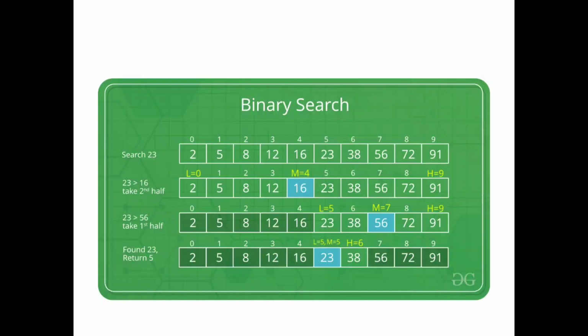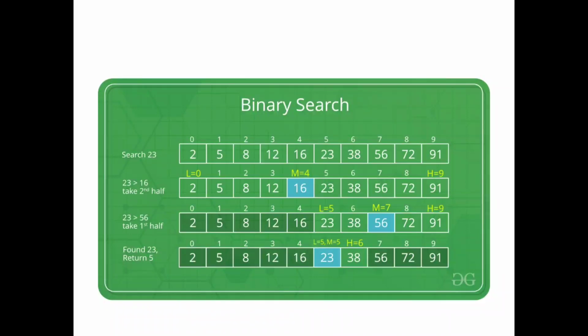That is low plus high by 2, which is 0 plus 9 by 2, that is nothing but 4.5, so the middle element is nothing but 4. The middle element is 16. When compared to 23, 16 is the lesser element, that's why we have to pass to the right side sublist. Next, in the right side, 5 is the least element.